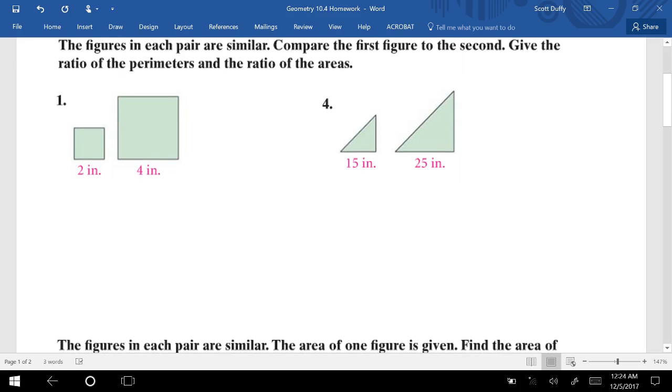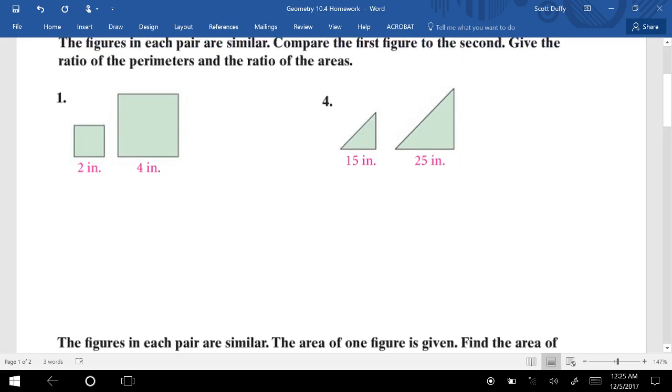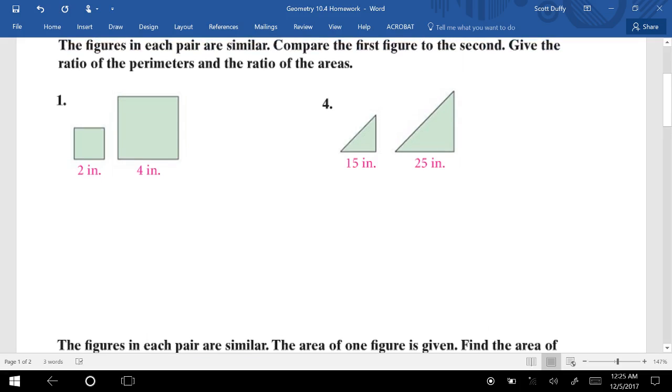So, figures in each pair are similar. Compare the first figure to the second and give the ratio of the perimeters and the ratio of the areas. So what we know is that if this is a square, the perimeter is going to be, for this one, 8 inches all around, and the perimeter for this one, the one on the right, 4, 4, 4, 4, is 16, right? So the ratio of the perimeters would be 1 to 2.